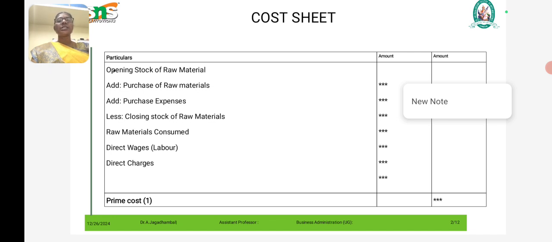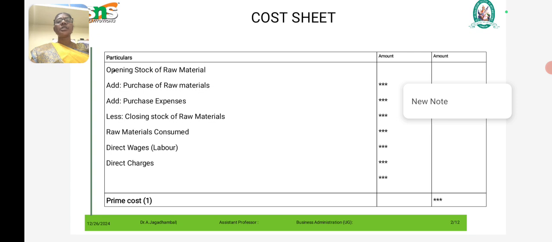After that, during the year we purchase the particular raw materials, so we add the purchase of raw materials, then add the expenses relating to purchases. After that we list the closing stock of raw materials, and only then do we calculate the correct cost price. So we take the opening stock of raw material, add the purchase of raw material, add purchase expenses, and less the closing stock of raw materials.